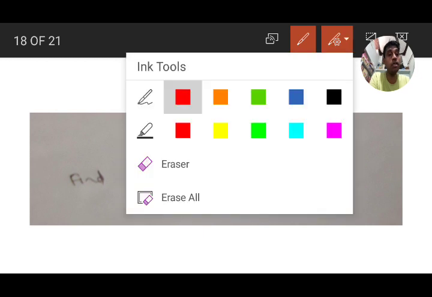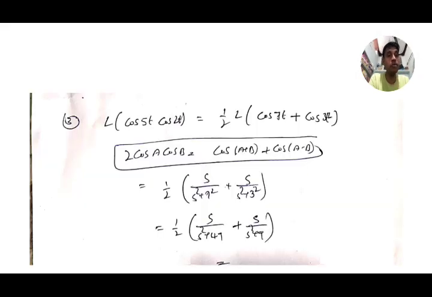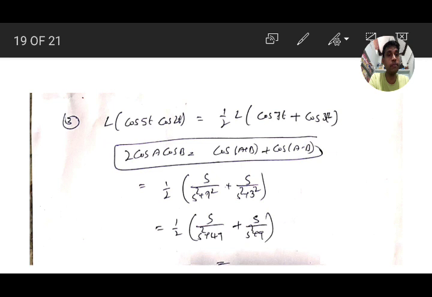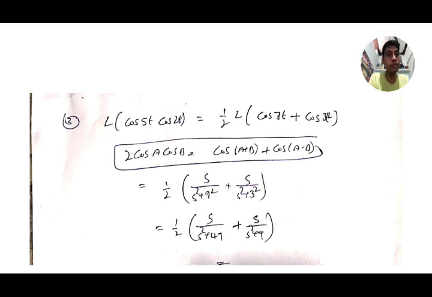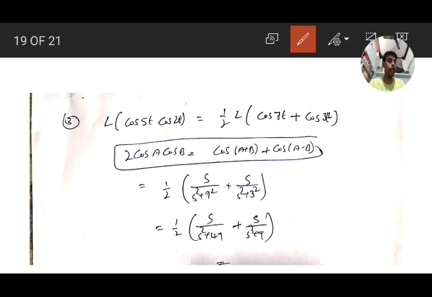Okay, let us see the solution. So here, cos 5t cos 2t means cos A cos B, so 1 by 2 into cos of A plus B plus cos of A minus B. A plus B means 5t plus 2t, cos 7t, and cos of A minus B means 5t minus 2t, cos 3t.